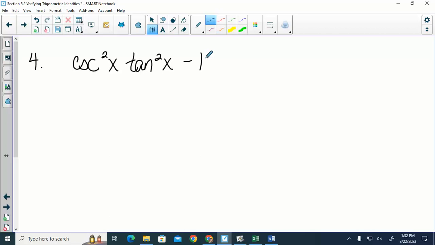So check first. Now, are there any main formulas that jump out, like any of the Pythagorean identities? If not, we usually go to sines and cosines. So what could you change cosecant squared to? That'd be 1 over sine, 1 over sine squared x.